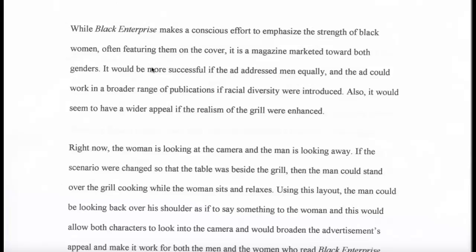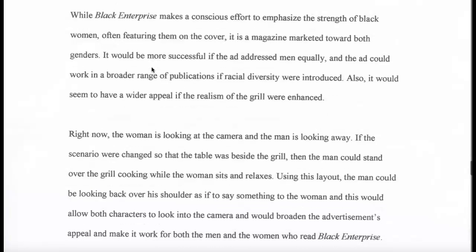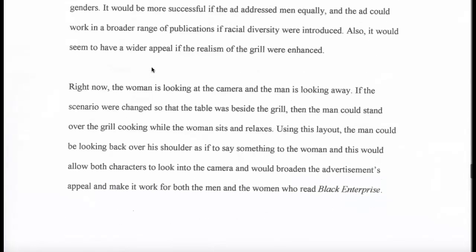In this case, it says that the ad was successful. It points out that it's well matched to the audience of the publication, which is really good. And then it says the ad could work in a broader range of publications if racial diversity were introduced. Also, it seemed to have a wider appeal if the realism of the grill were enhanced. So we've got a couple things there. One is it's going to look at race and making the race broader, and also enhancing the realism of the grill in order to help sell that.